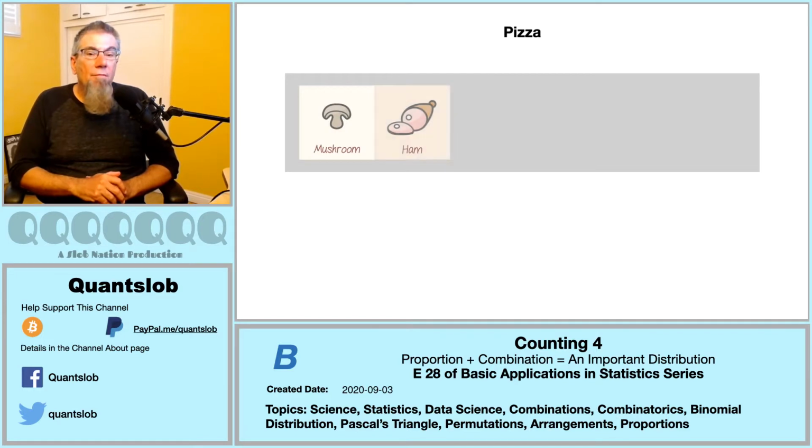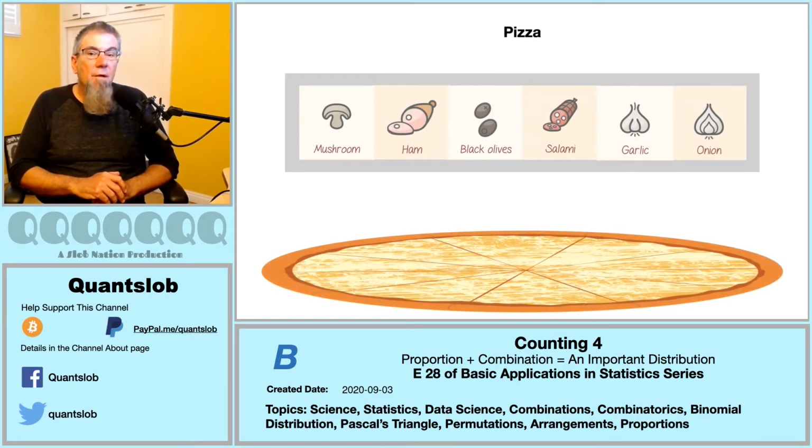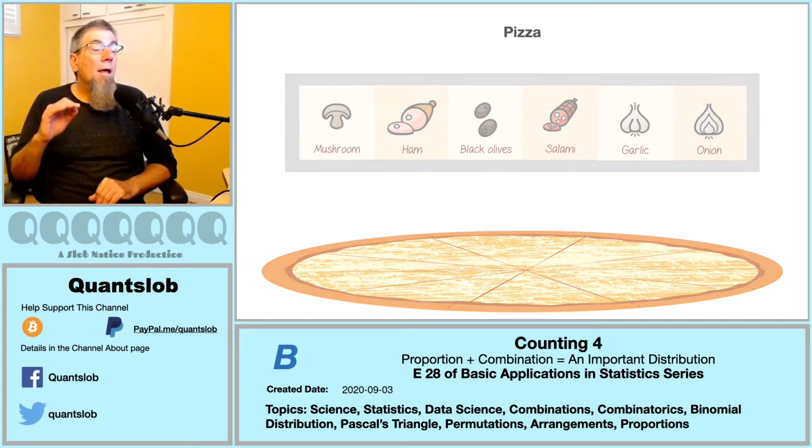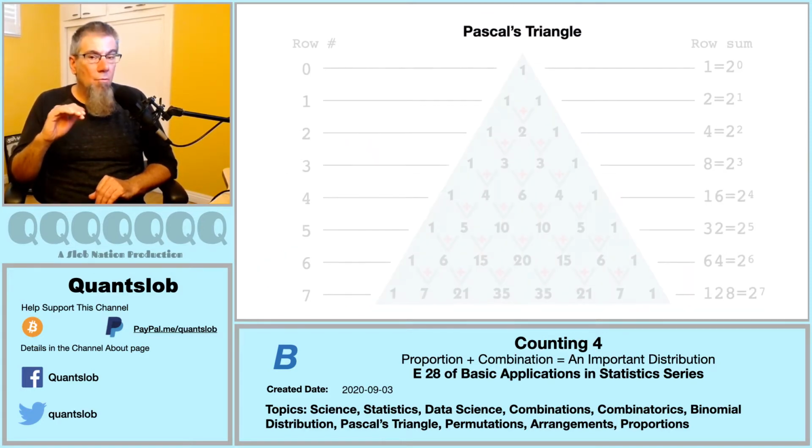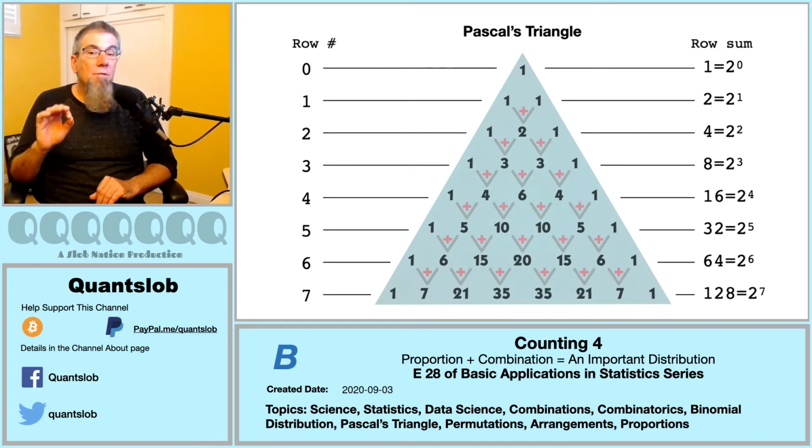Let's return to our beloved pizzas. If we have a total of 6 available toppings, we can make a total of 64 different pizzas. And if we look at Pascal's triangle and ignore the apex, 64 is the sum of the numbers in row 6. It is also 2 raised to the power of 6. In fact, the row totals in Pascal's triangle equal 2 raised to the power of the row index.